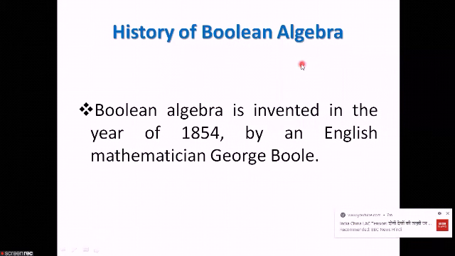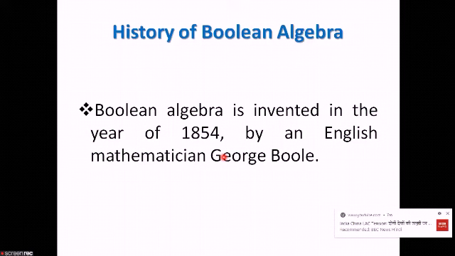Now moving to the next slide, that is the history of the Boolean algebra. The Boolean algebra was invented in the year 1854 by an English mathematician. Who was the English mathematician? George Boole. From his name only, the term Boolean algebra came into effect. Now the mathematician George Boole invented a new kind of algebra, the algebra of logic, in the year 1854, which was also known as the switching algebra or the Boolean algebra.